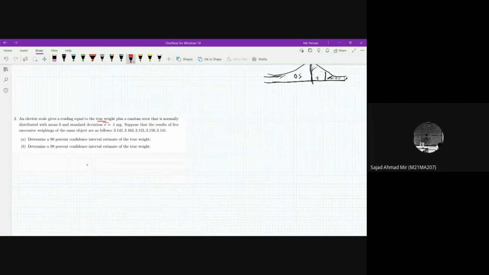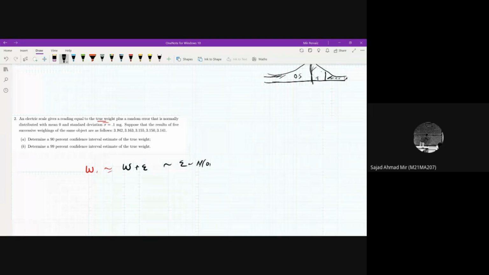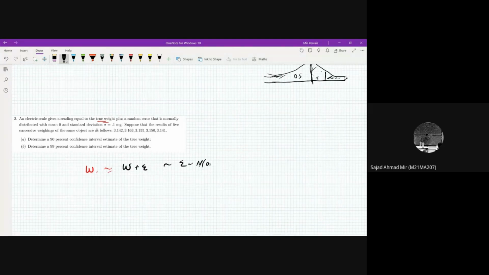Let's say your weight was W. Then the machine which is giving you the weight in return is adding some noise to it: W plus some error. This error is coming from a normal distribution with mean 0 and standard deviation sigma equal to 0.1. So our variance will be 0.1 square.